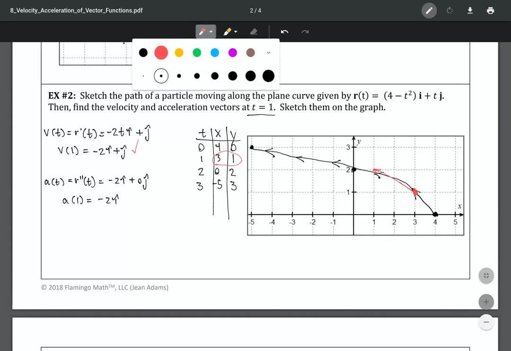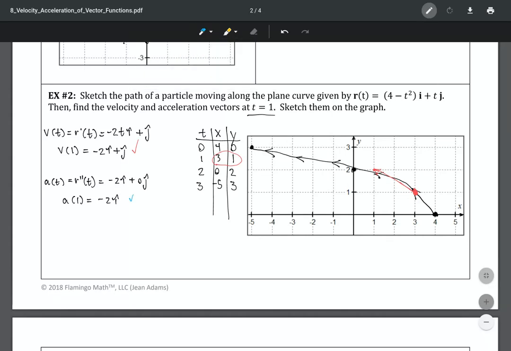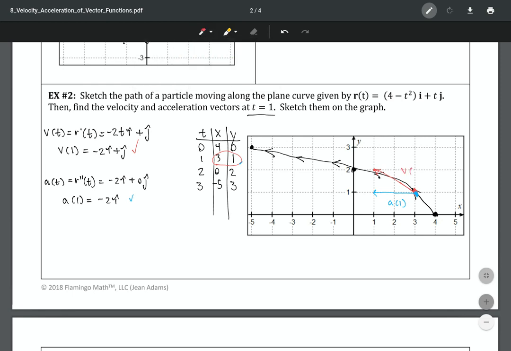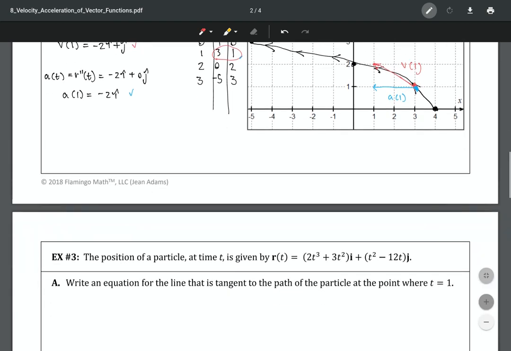Now for the acceleration, remember, we're still at the point (3, 1). So at (3, 1), my acceleration is just -2i. So that's going to be right here. It's a vector of magnitude 2, going to the left. So this is a1, and this was v1. And that's it for that, guys. Let's go ahead and move on.